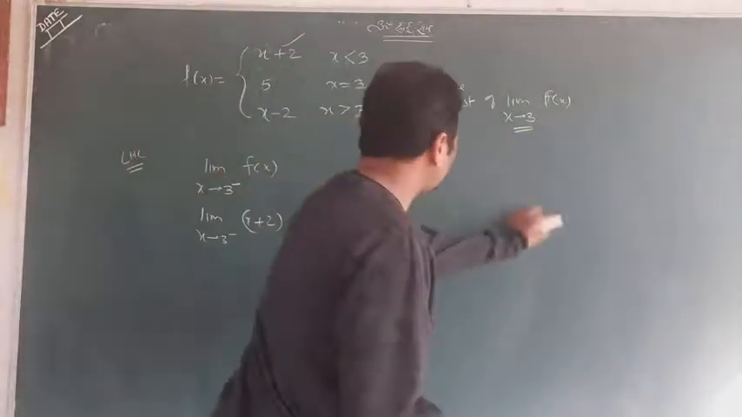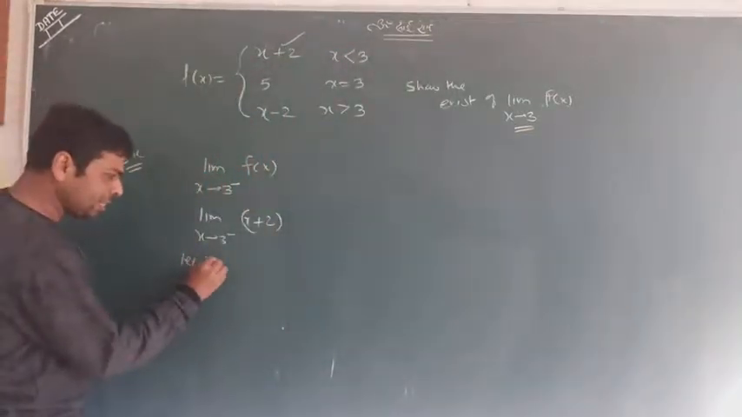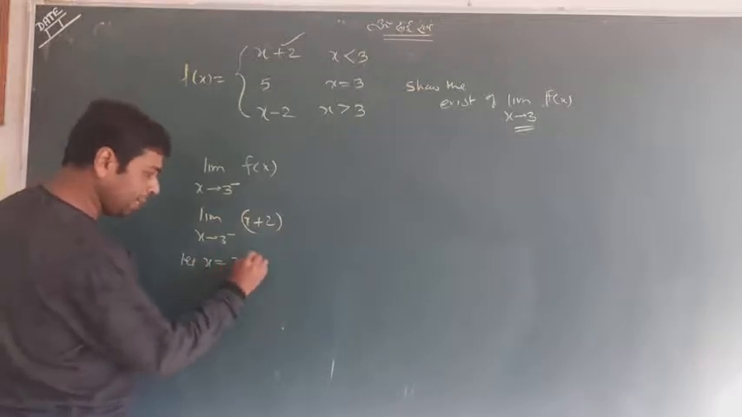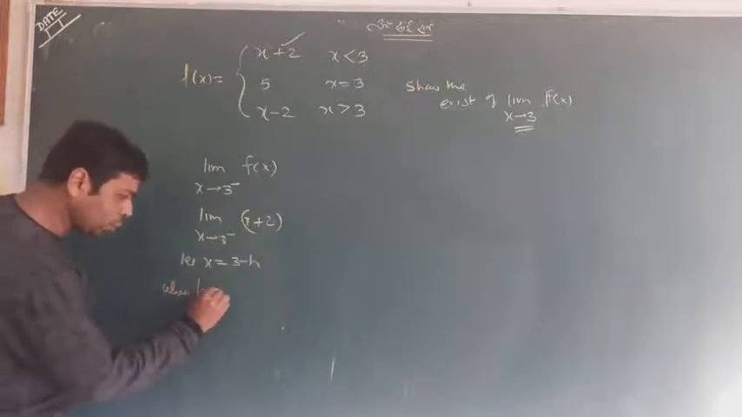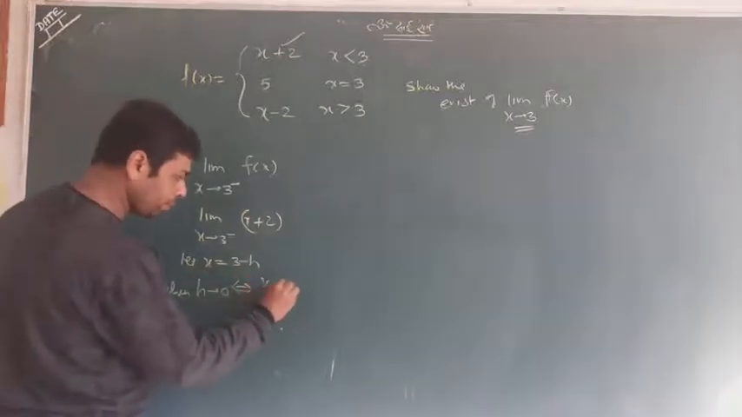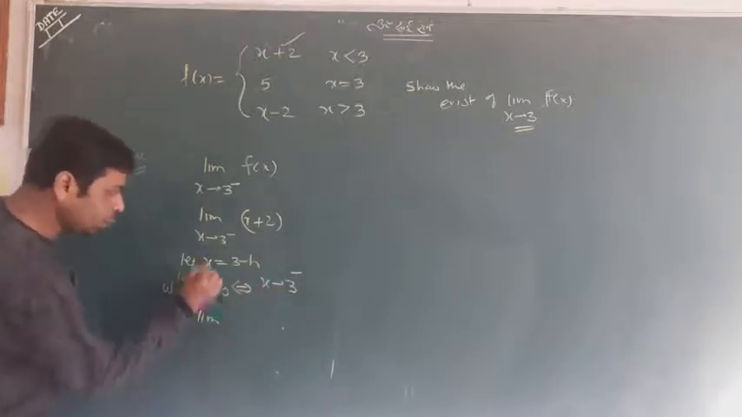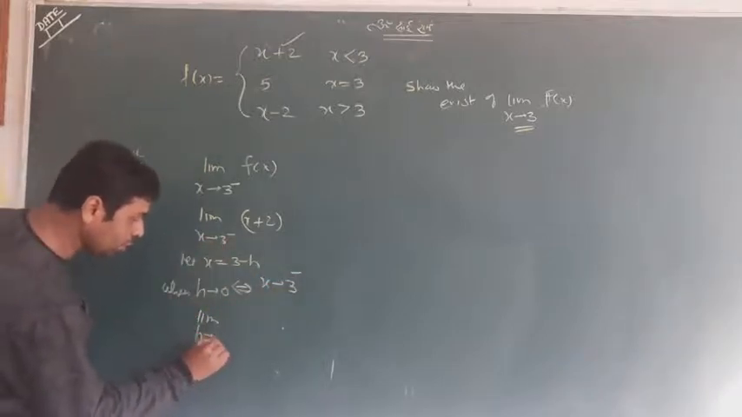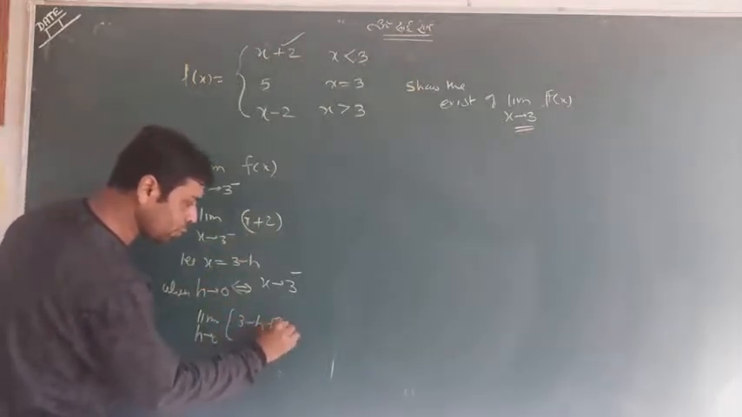You know what we used to do? We write let x is equal to 3 minus h. Then after that what do we say? When h goes to 0, x will go to 3 from which direction? Left direction. And then this will change as h tends to 0, and instead of x you will write 3 minus h plus 2.